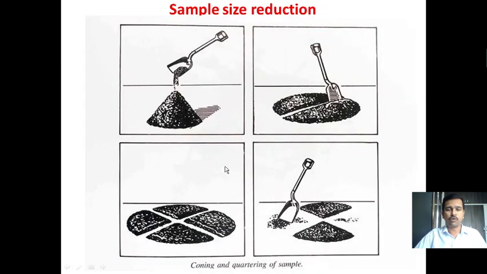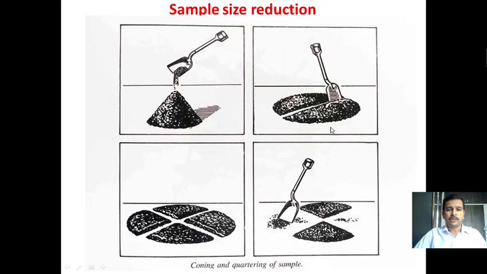I will show you what is coning and quartering here. So this has 4 pictures. This is the first step, the second step, third step, and fourth step, which is going to be the last step. In the first step of sample size reduction, you pile the homogeneous sample into the shape of a cone. And by means of a suitable object, you convert that cone into a flat surface, a flattened sample. And you cut that flattened sample into 2 equal halves.